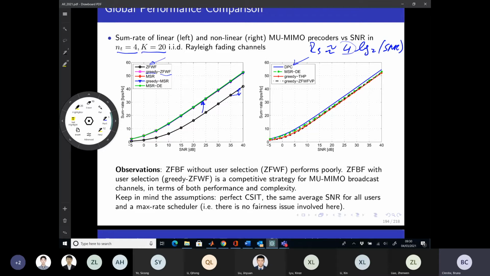So one observation is that if you do zero forcing without user selection, without choosing which users have to be paired with which, then the performance could be degraded, right? But if you choose zero forcing beamforming with user selection, then it is actually a pretty competitive strategy.